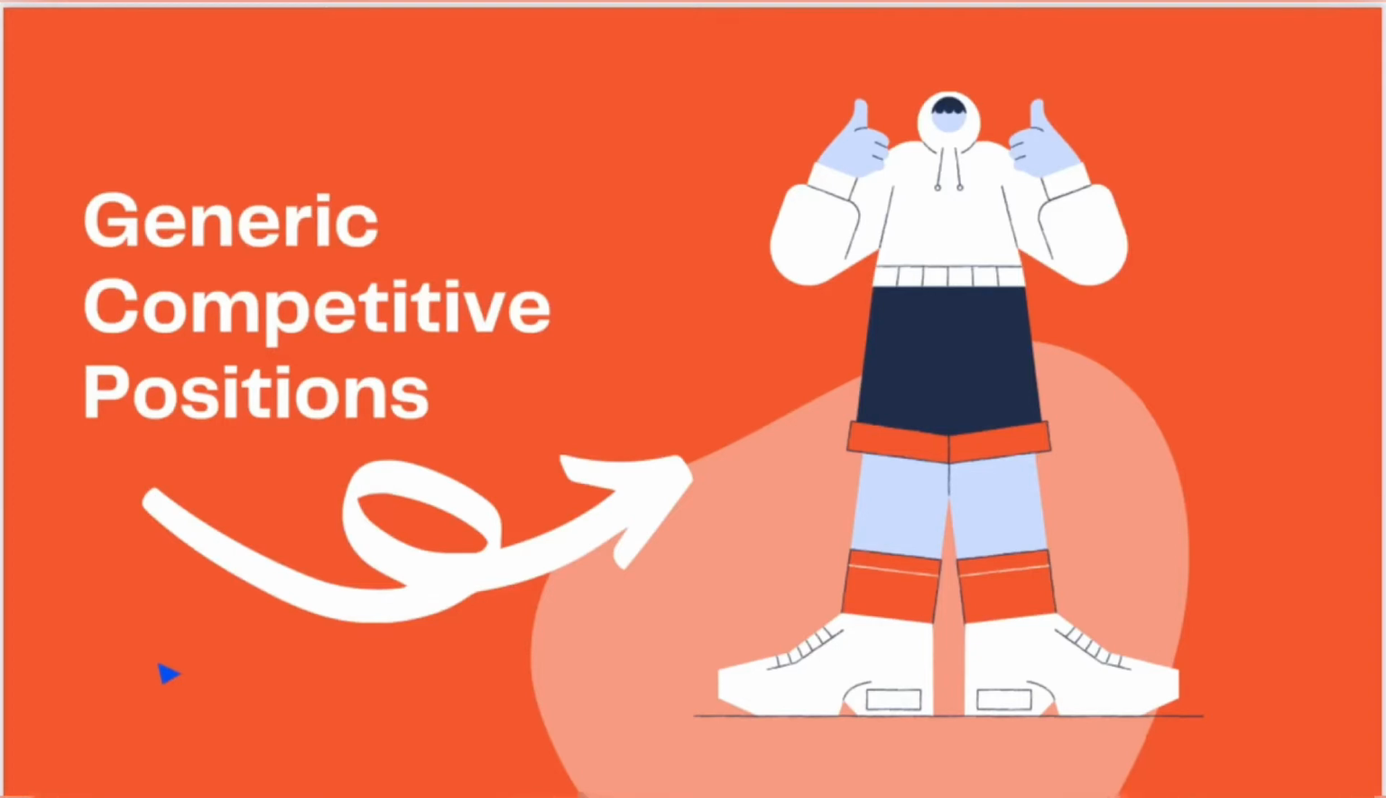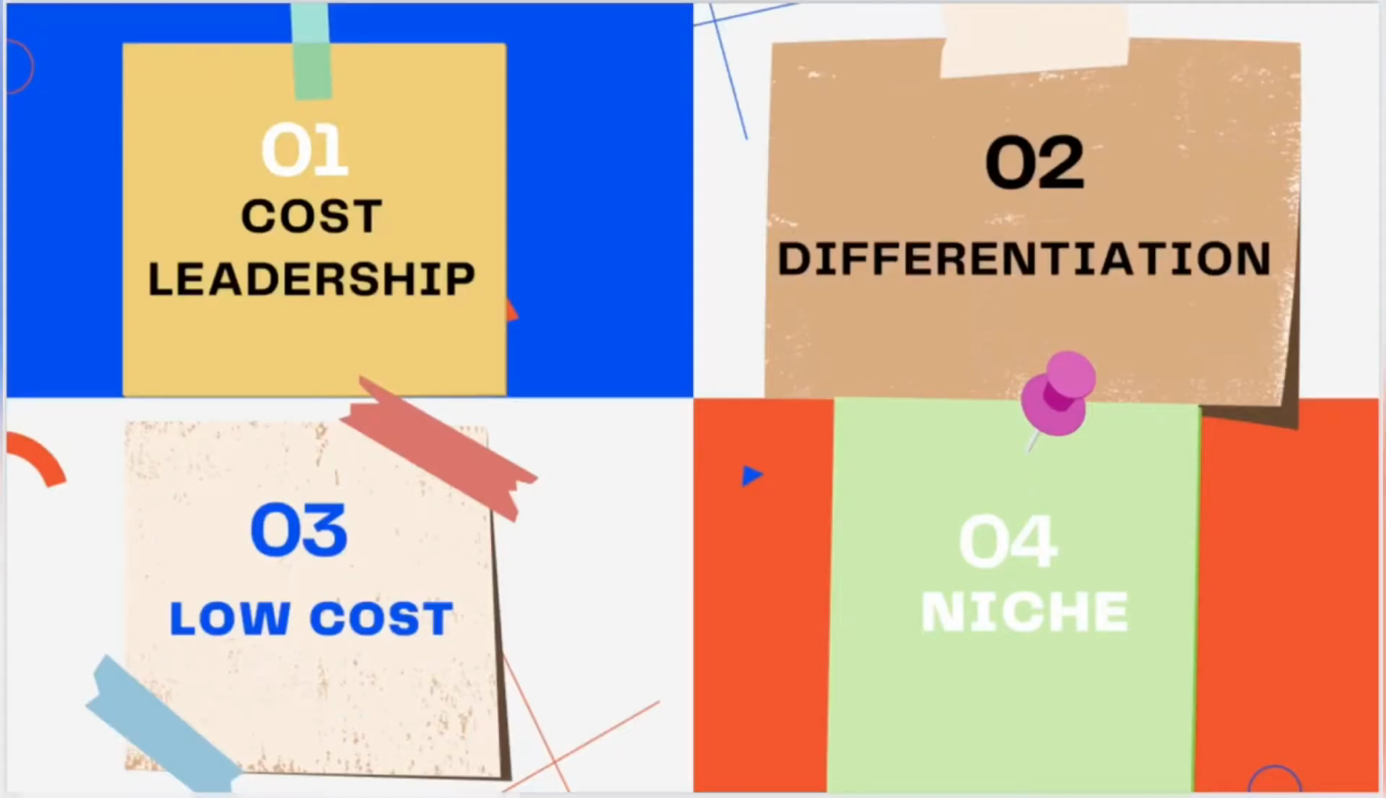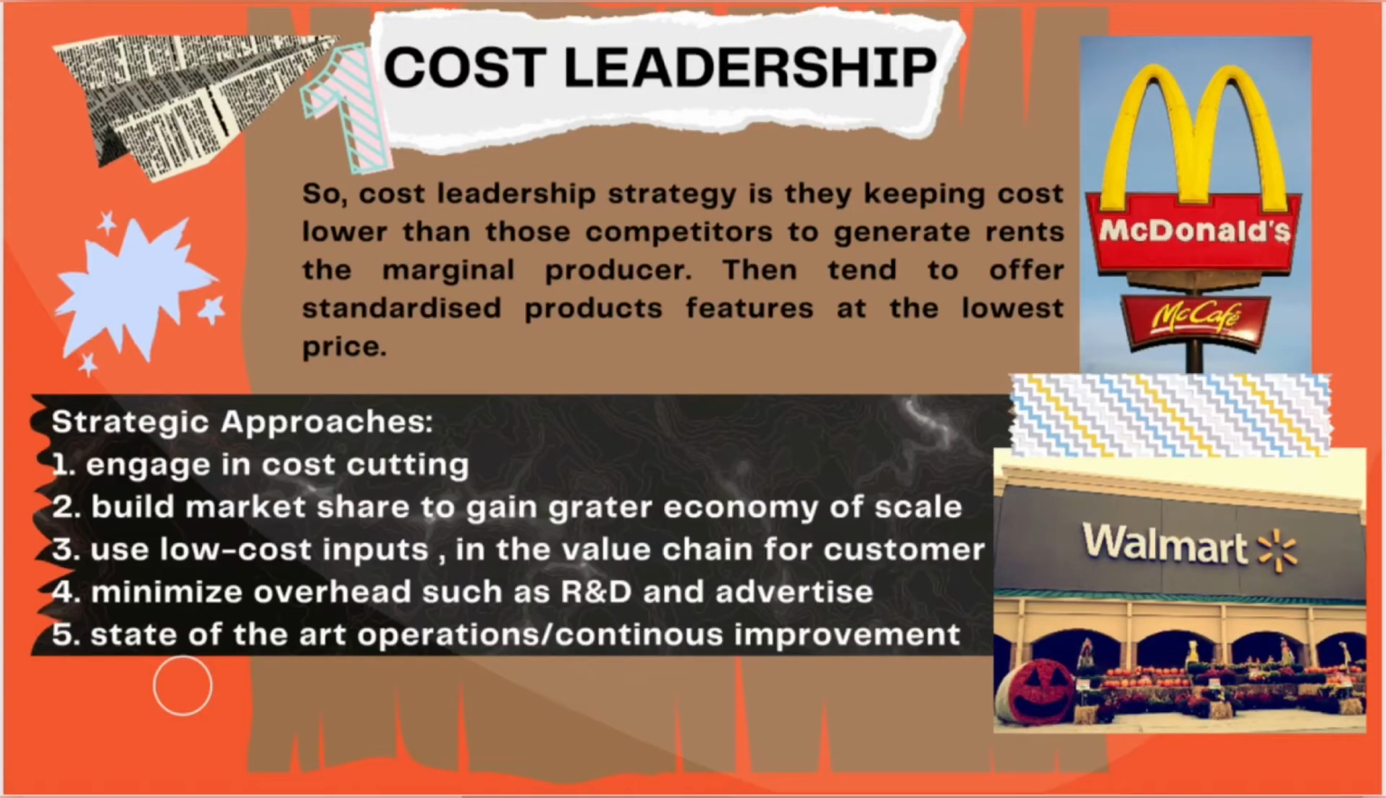There are four ideal types of industry or market segment that we can see. The first is cost leadership strategy, the second is differentiation, the third is low cost, and the last one is niche strategy. The first generic competitive position is cost leadership.